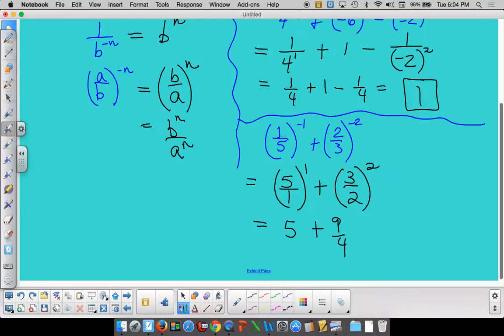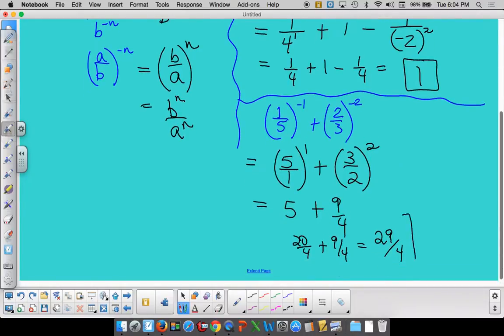When I make a common denominator, 5 becomes 20/4 plus 9/4, and so my answer is 29/4. I prefer answers as improper fractions. I'd rather not have mixed fractions, and at this level of math and beyond, improper fractions are our friends. We like them this way. I do want them reduced, but I don't want to change to mixed fractions.